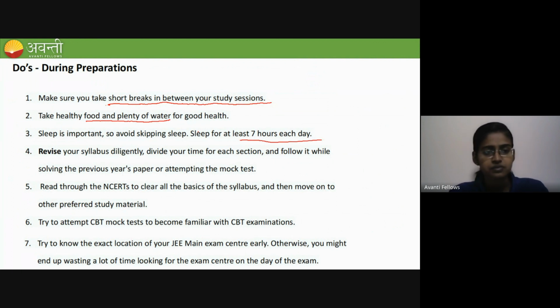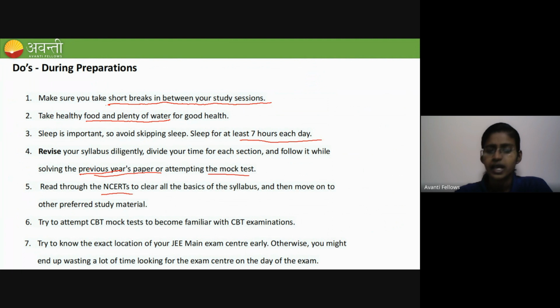Revise your syllabus diligently, divide your time and follow it while solving previous year's papers. That I already told you. Try to solve the PYQs, previous year's papers. That is very important, and try to attempt mock tests also. That will fetch you more marks. So read through the NCERT to clear all the basics. You might have already done this, and then go for the study material.